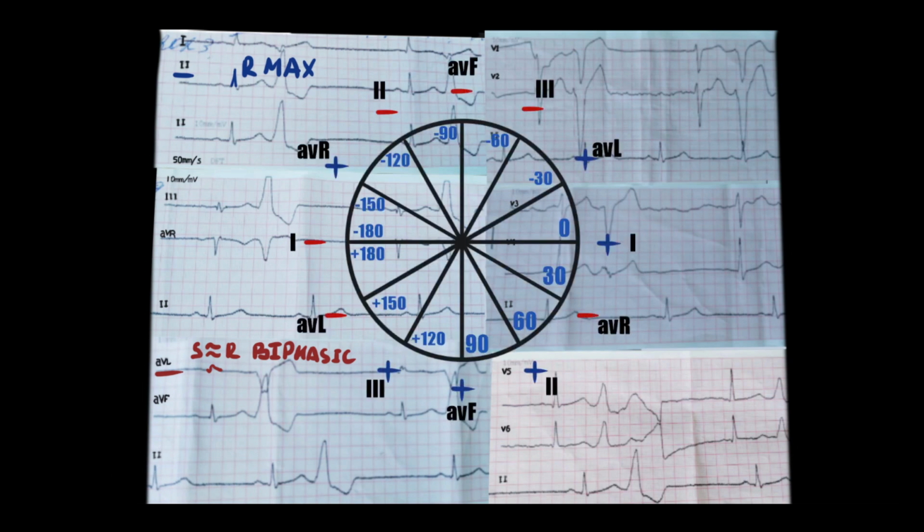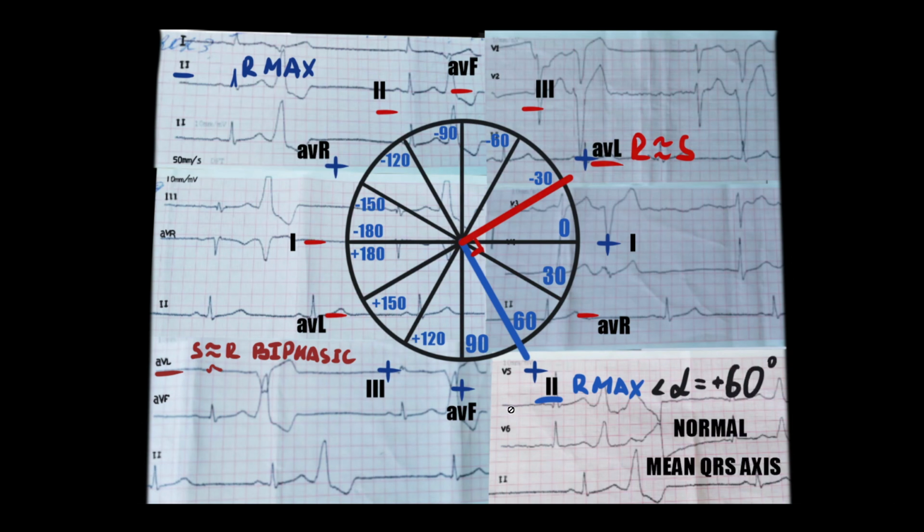After this we use the XXL diagram and find the lead with the maximal R wave. This lead indicates the alpha angle of the mean QRS axis. For checking the correct evaluation, the lead with the biphasic complex should be at a right angle according to the XXL diagram, as in our example. As a result, the alpha angle is 60 degrees, which indicates the normal mean QRS axis.